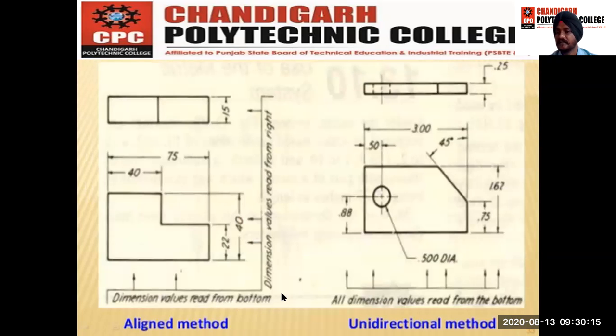This is the dimensioning method as we have discussed. What are the dimensioning methods? This is the dimensioning method, aligned method and unidirectional method. In aligned method, the dimensioning values are placed from the bottom and from the right side of the object. So you can easily understand it from the bottom and from the right side of the object. In unidirectional, the dimensional values you can read easily from the bottom of the object. If there are complex drawings, then you will use the aligned method. If the drawing is easy and the dimension values are very few, then you can use the unidirectional method.